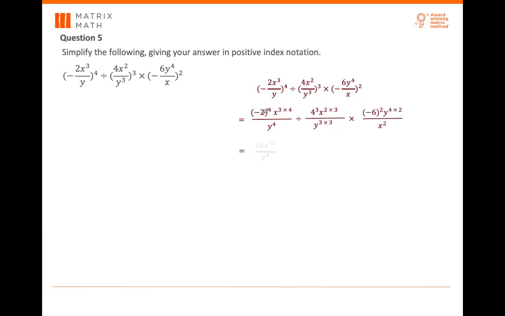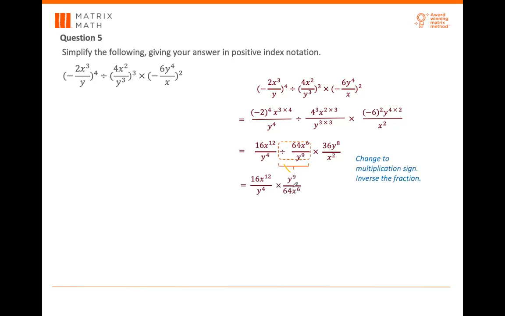So minus 2 to the power of 4, you get 16. Then x to the power of 3 times 4, you get 12 over y to the power of 4. Then divided by 4 to the power of 3 is 64, x to the power of 6 over y to the power of 9, times 36 y to the power of 8 over x to the power of 2. So when you divide, right, remember this, you will have to flip, okay? So you will have times y to the power of 9 over 64 x to the power of 6, times 36 y to the power of 8 over x to the power of 2.